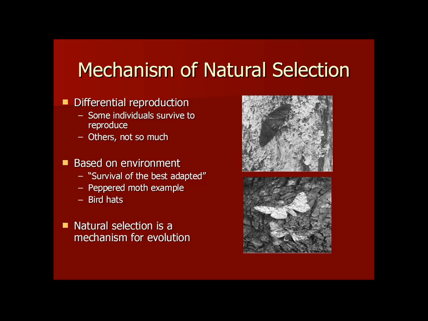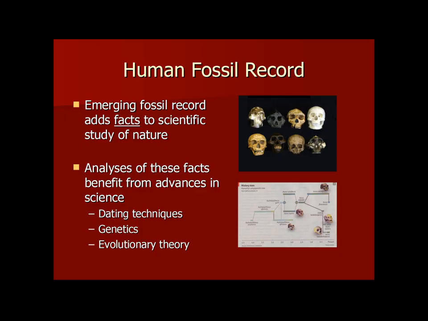All right, that's all. We got differential reproduction, survival of the best adapted, not survival of the fittest, different thing. Natural selection, once again, is the mechanism that's widely accepted in the academic and the biological community as the mechanism for evolution. So natural selection is the one that we rely on.